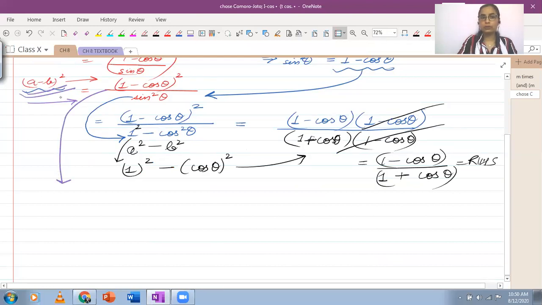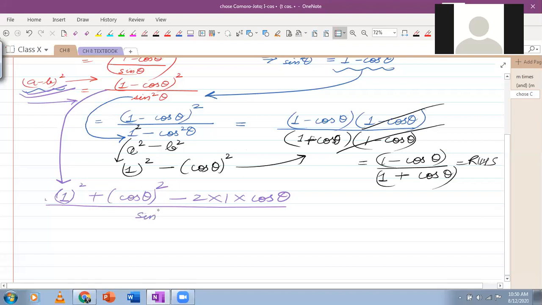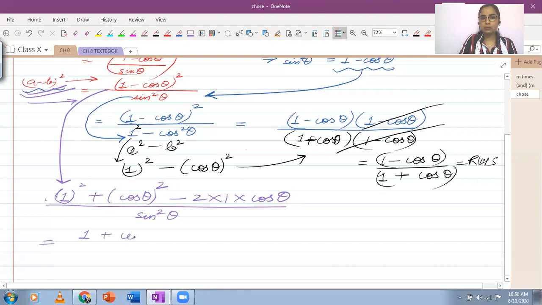ये वाली identity solve कर लो, a minus b whole square. So you get a square plus b square minus 2 into 1 into cos theta. Is that right? Yes, ma'am. And in the denominator, you still have sine square theta. So you get the simplified answer as 1 plus cos square theta minus 2 cos theta over sine square theta, and you would realize that इसके बाद अब कुछ नहीं हो सकता.